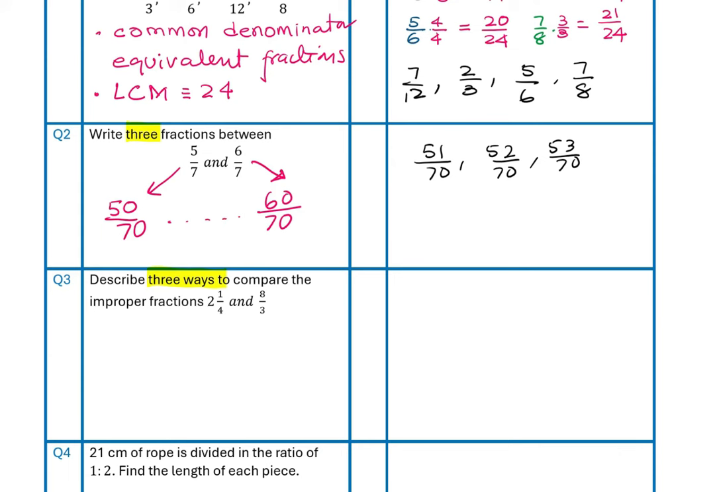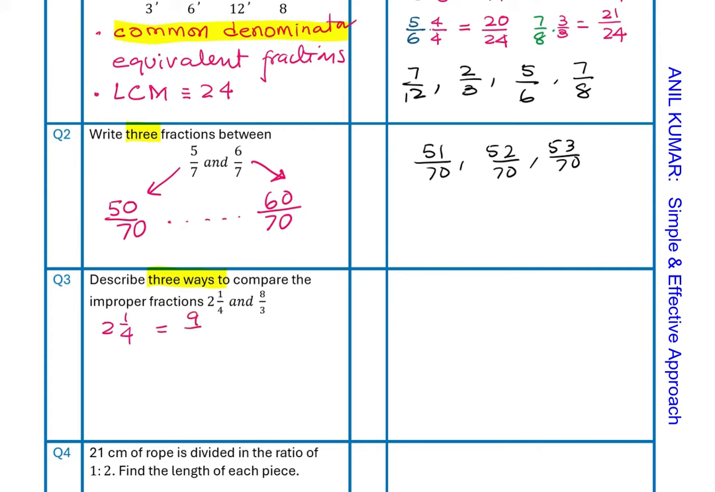One way to compare we learned earlier, right? Which was common denominator, right? You could do that, correct? And then decide which one is greater, right? Great. So, first step should be what? To solve such a question, we could write 2 1 by 4 as improper fraction: 2 times 4, 8, plus 1, 9 by 4. So that is equivalent, right? Similarly, we have 8 over 3, which is already improper fraction.